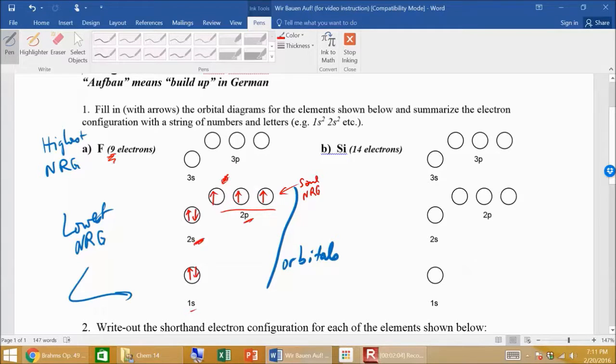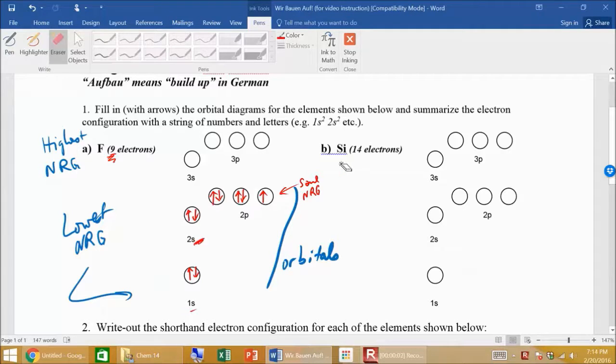Okay, but I still have to put 2 more electrons. This is now when I do double up. There's 8, there's 9. That is the electron configuration for fluorine. I'll erase my extra marks here, and that's what it should look like right there.